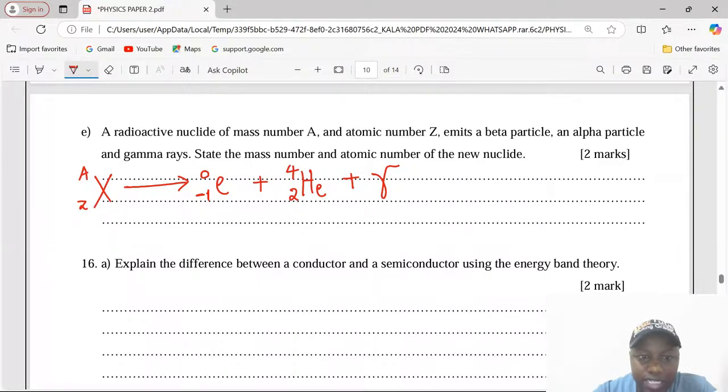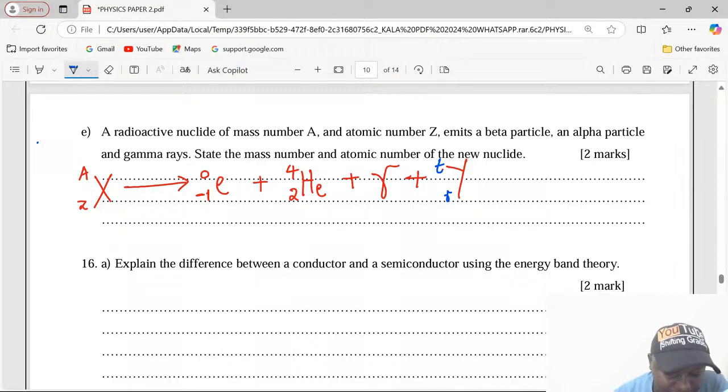Remember, the resultant is now the new nuclide, which we can call Y. So the nuclide Y is supposed to have a mass number such that when we add the mass numbers on the right hand side of the equation, when we add everything, we should get A. So the unknown here, let's say there is an unknown T and another unknown here, which we can call R.